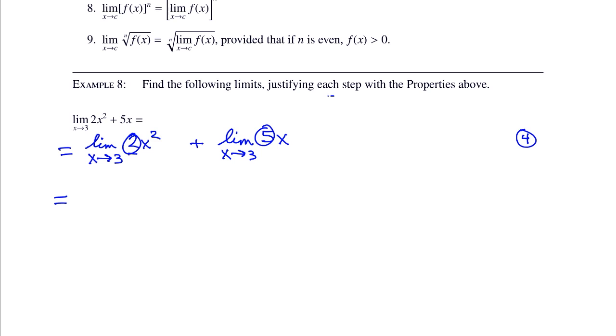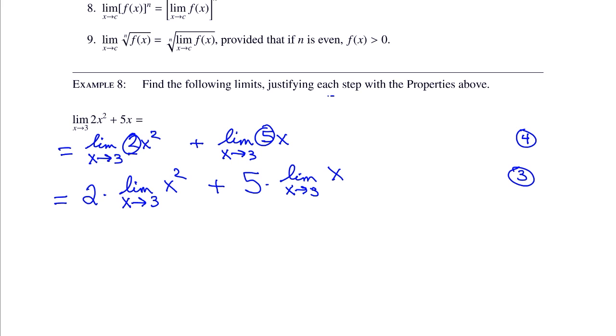So property number 3, go back and look at that. The limit as x goes to c of k times f is equal to k times the limit as x goes to c of f. So here, that means this 2 can come out in front and multiply. And also here, this 5 can come out in front and multiply. And that was property number 3. Questions so far?